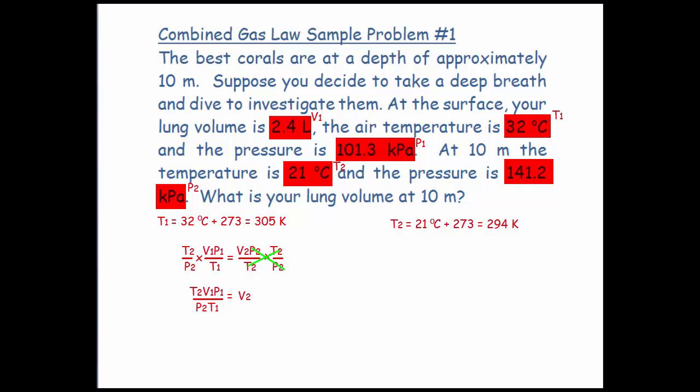At this point, it's simply a matter of substitution. Into our numerator, we insert 294 Kelvin for T2, V1, 2.4 liters, and P1, 101.3 kilopascals. Into the denominator, we insert P2, 141.2 kilopascals, and T1, which is 305 Kelvin. And once we complete our calculator work, we obtain a value of 1.66 liters for V2. Remember, we're going to report our answers with 3 significant figures and in scientific notation.